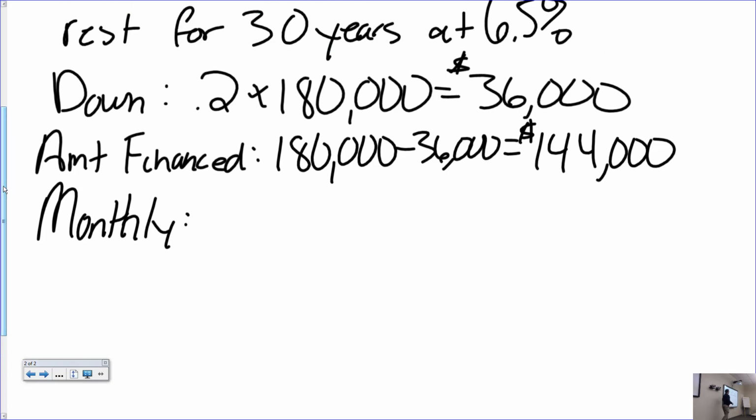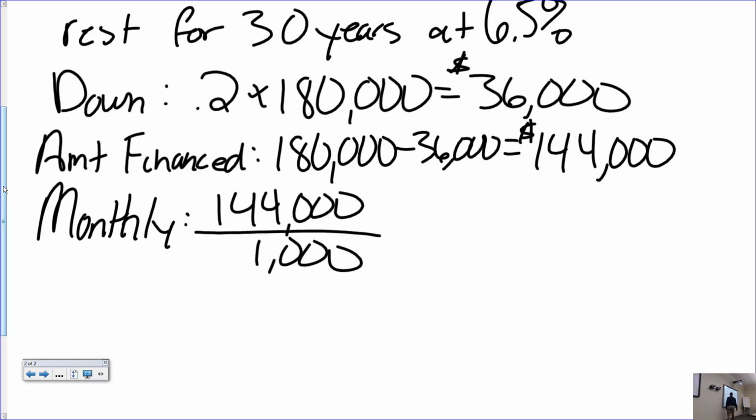What's going to be the monthly payment on our mortgage, folks? What did we do back in chapter 14? Note that it says mortgage principal and interest per $1,000. So take the amount that you're financing, divide that number by 1,000, and then go to your tables. So 6.5%, 30 years. What's the table number? $6.33.